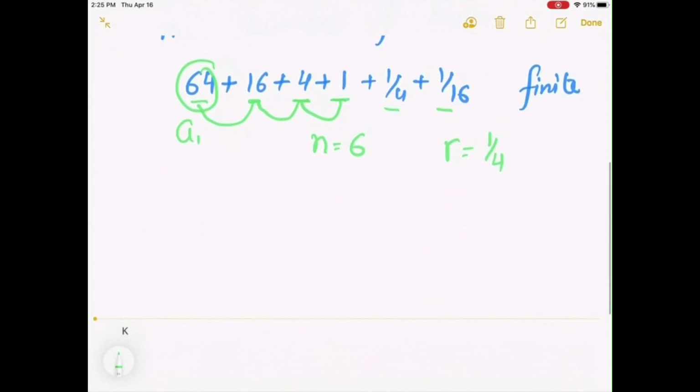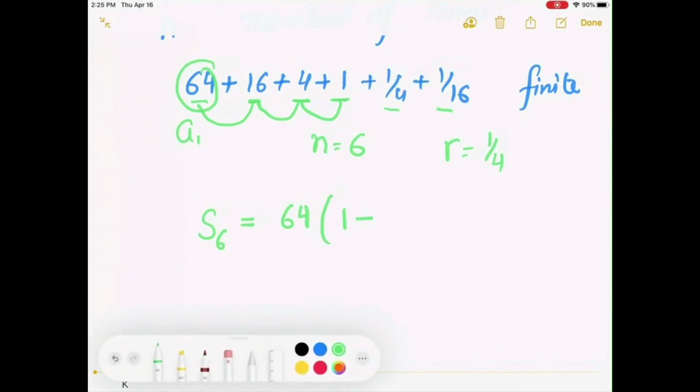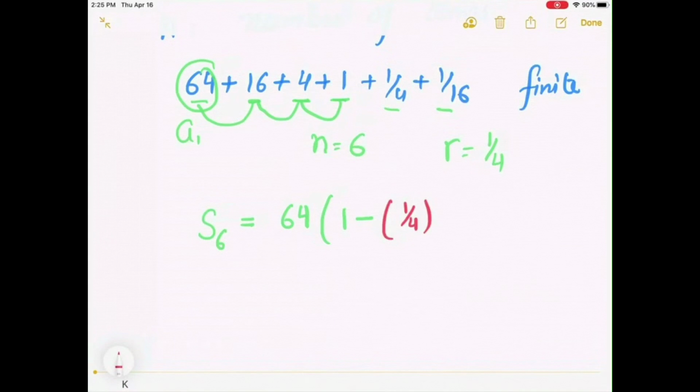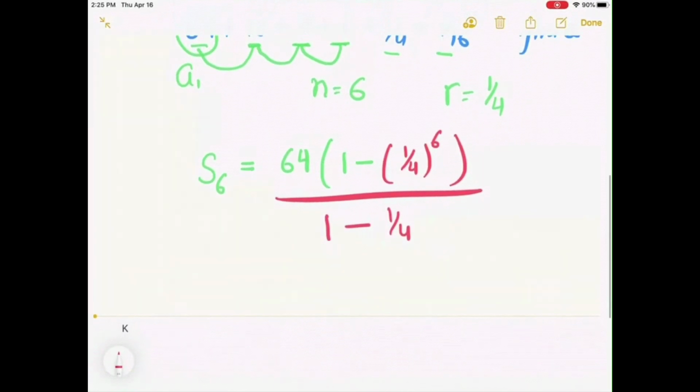Now the rest is pretty much putting everything into the equation. So the sum of 6 numbers is equal to 64, which is the first term, times 1 minus, I would put the ratio in parentheses. Why? Because in the order of operations, you have to deal with parentheses first. So it would be 1/4 to the 6th power over 1 minus 1/4. Now you can put everything in your calculator, but make sure you simplify this part first. Or if you want to type the entire equation in your calculator, you could do that too.